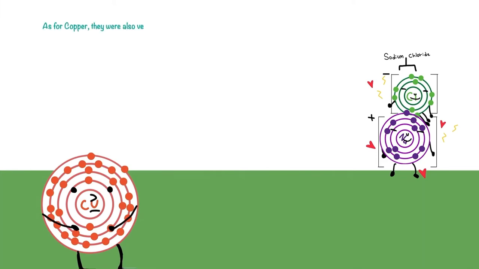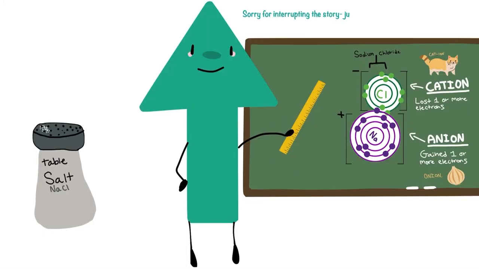As for copper, they were also very unhappy. Copper wanted to bond with someone so bad, but still hadn't found the right atom. They were constantly comparing themselves to the noble gases and other compounds. Sorry for interrupting the story. I just wanted to let you know that you just saw sodium chloride, another great example of an ionic bond.